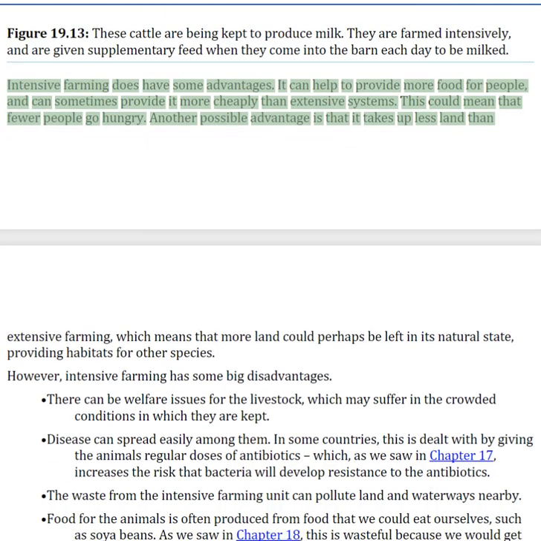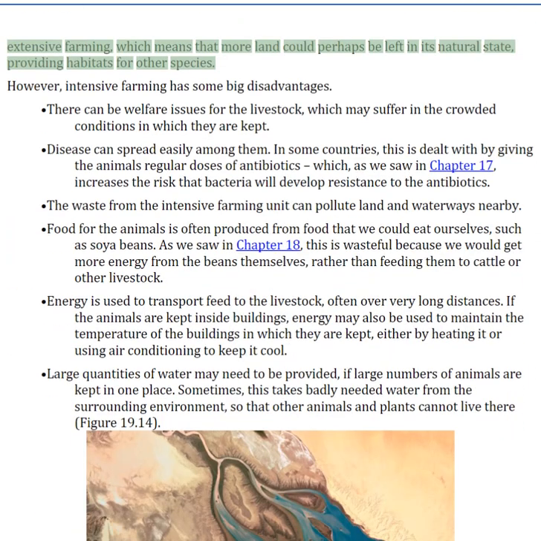Intensive farming does have some advantages. It can help to provide more food for people and can sometimes provide it more cheaply than extensive systems. This could mean that fewer people go hungry. Another possible advantage is that it takes up less land than extensive farming, which means that more land could perhaps be left in its natural state, providing habitats for other species.